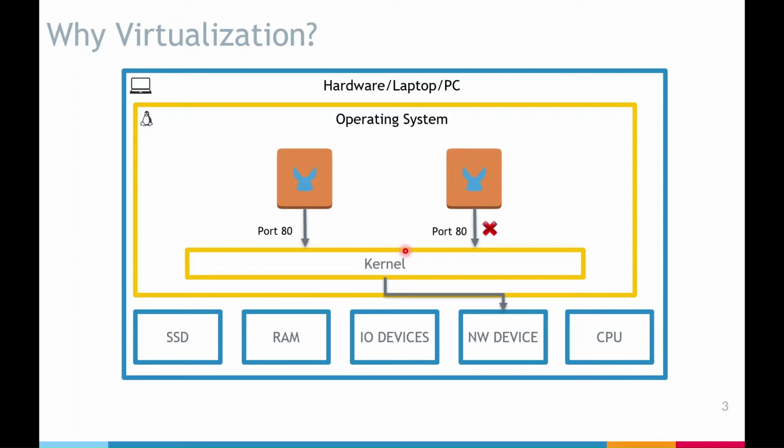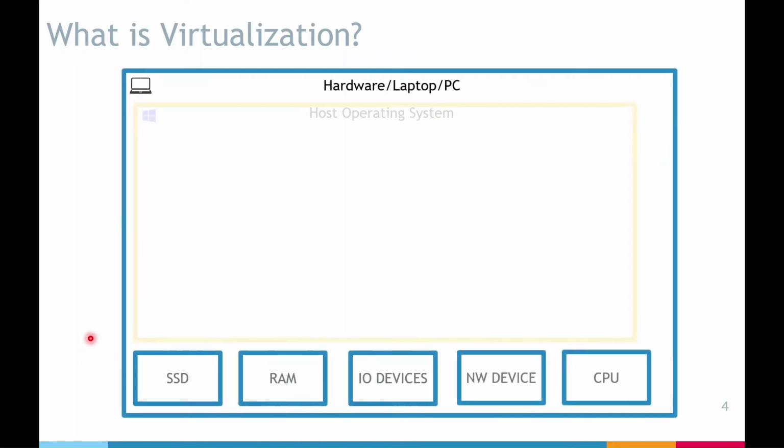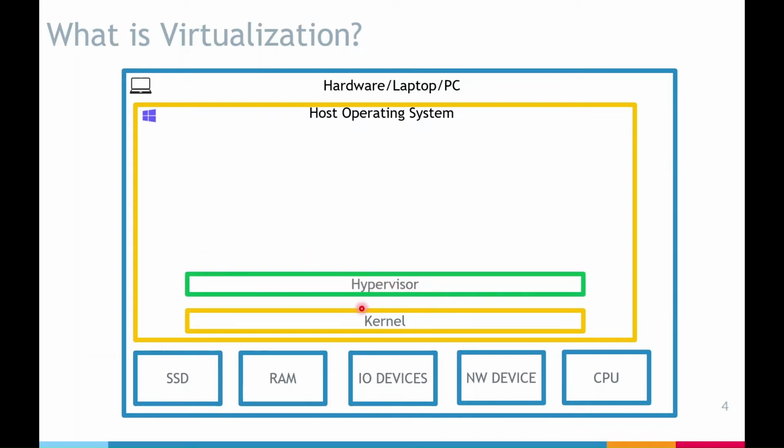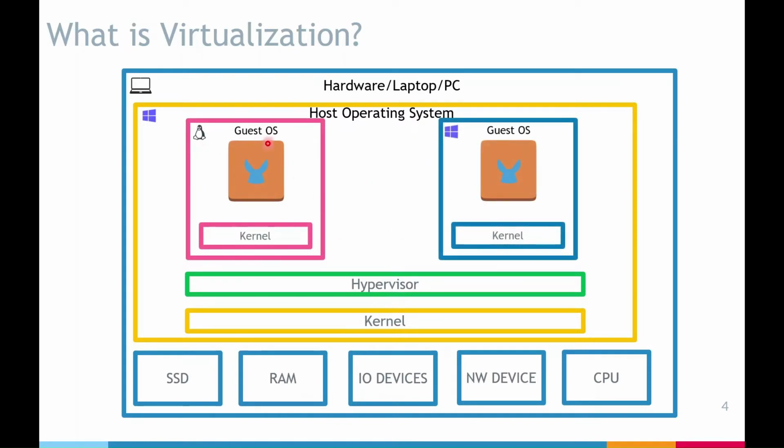Virtualization helps us to achieve the same thing. So let's understand what virtualization is. Virtualization works by hosting multiple operating systems on a single hardware. And these multiple operating systems are called virtual machines. This is achieved by using a component called a hypervisor. The job of the hypervisor is to trick the guest operating system into believing that it has exclusive access to the underlying hardware, whereas in reality, it doesn't.